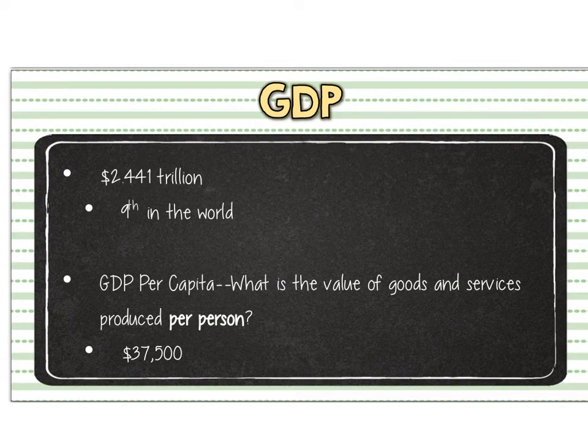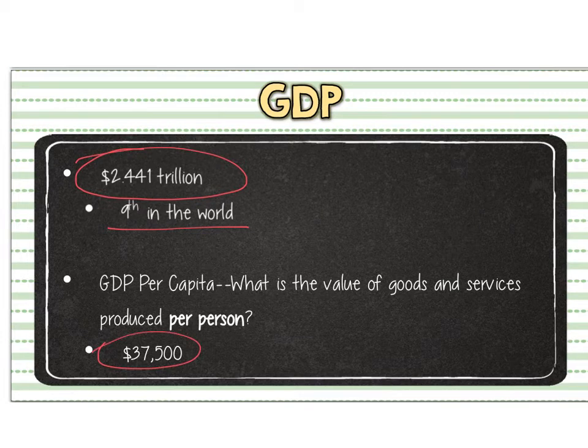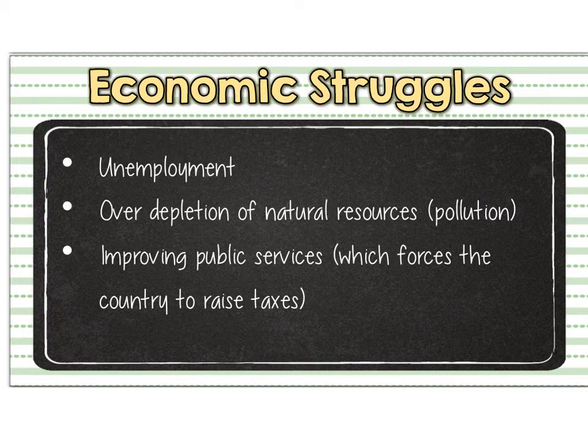Okay, under GDP in your chart, you're going to put 2.441 trillion. That's ninth in the world. Under the GDP per capita, you're going to put 37,500. That's the value of goods and services produced per person. Under economic problems, you're going to put some of these struggles. They have unemployment. There's the chance of overusing their natural resources or overpolluting their natural resources. There's also the struggle of improving public services. This forces the country to raise taxes.